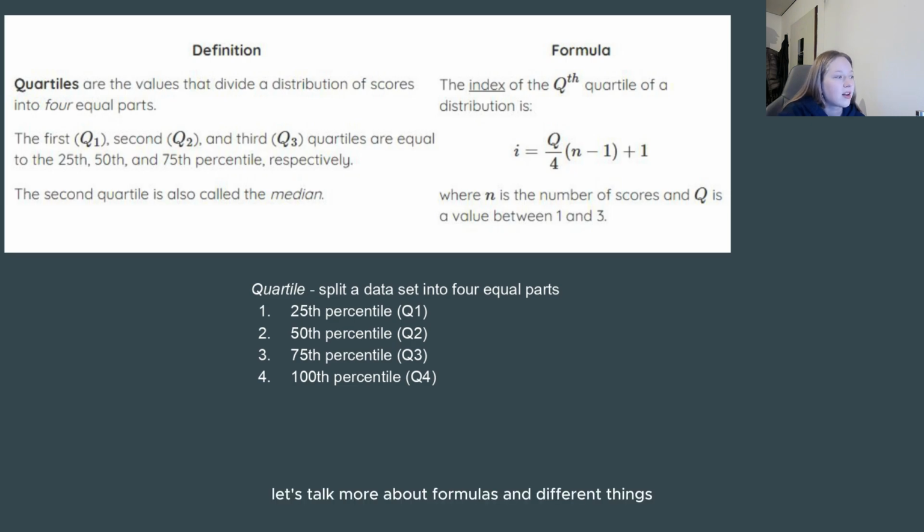But now let's talk more about formulas and different things. The quartiles split a data set in 4 equal parts, each containing 25% of the data. The lower quartile, the median value of the lower half of a data set, is at the 25th percentile of a distribution. The median quartile is the median of the whole data and is 50% of the distribution. And the upper quartile is 75% of distribution.